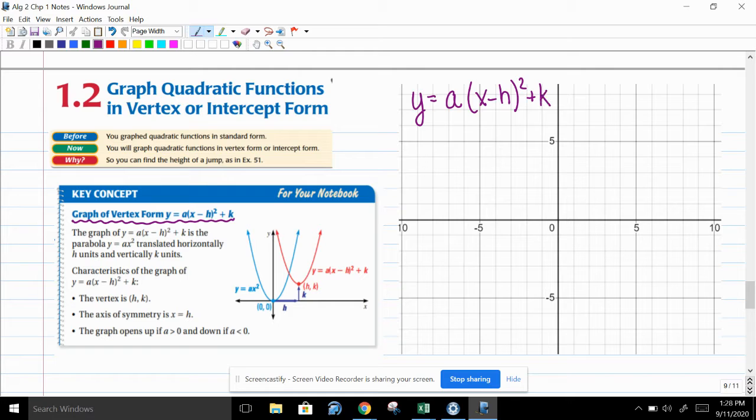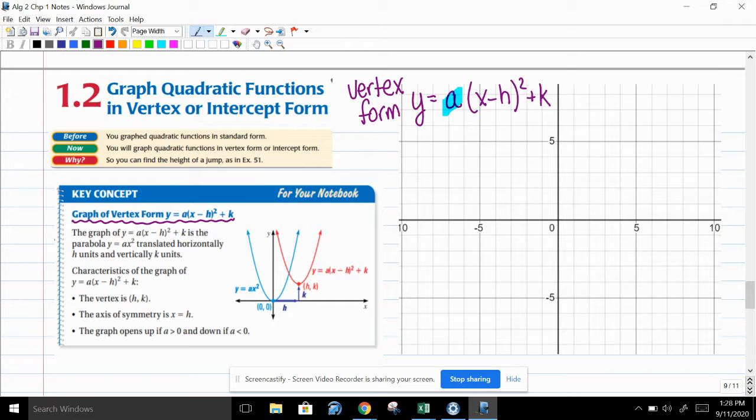All right, so for your notes at home, that's what vertex form looks like. Now a couple things about that form. First off, a. We talked about a in standard form. The function and the purpose of the value of a does not change. That stays exactly the same.